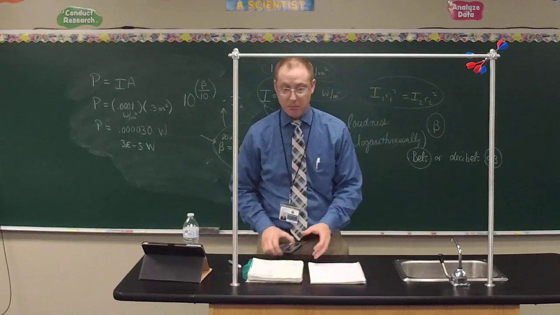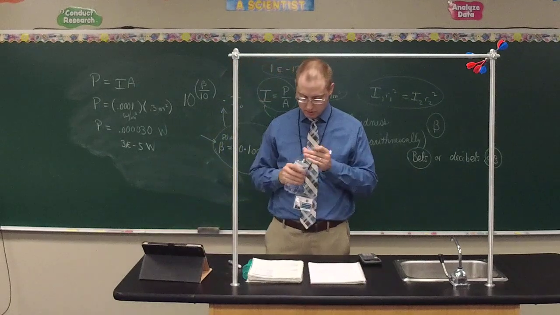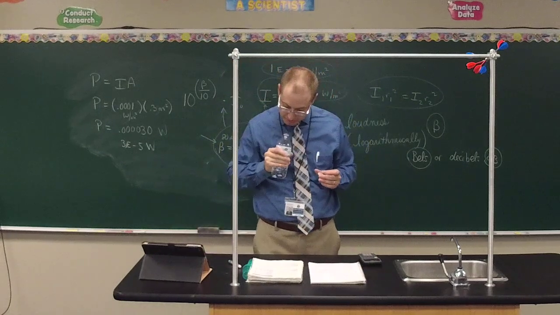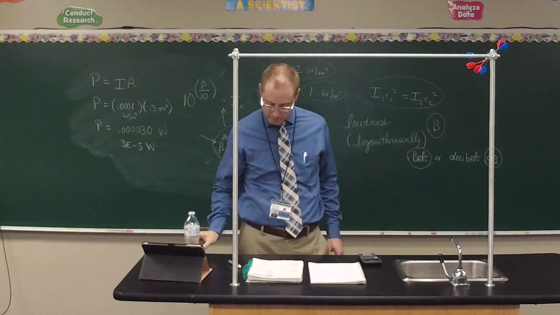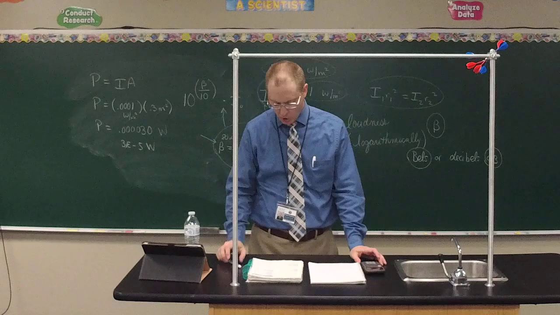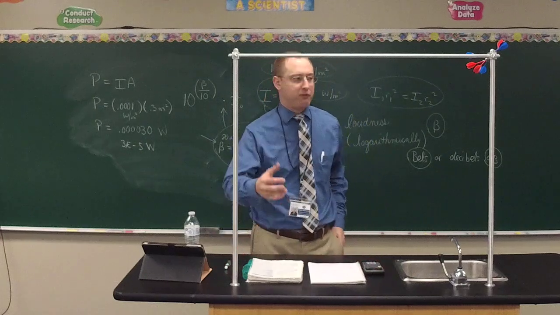Read example 17.6 for us, if you would, Kendall. A person stands 3 feet in front of a stereo system. The loudness is 40 decibels. Calculate the loudness at 15 feet. All right, so you're 3 feet away from the stereo system, and it sounds 40 decibels. What if you were 15 feet away?